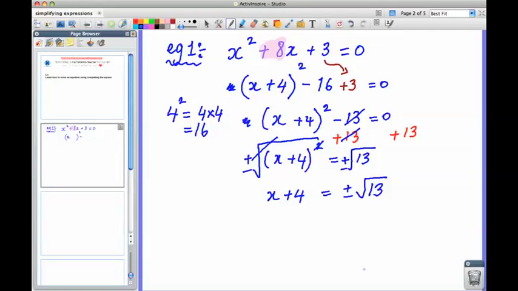And finally, I'm going to get rid of the plus 4. The opposite operation to plus 4 is minus 4. So I'm going to take away 4 on that side, and take away 4 on that side. And I end up with just an x here, and on this side, I end up with minus 4 plus and minus root 13. In some questions, you might have to simplify the square root, but in this case, we can't simplify the square root of 13 anymore. So there's my final answer.